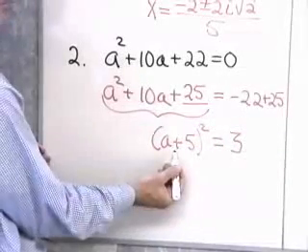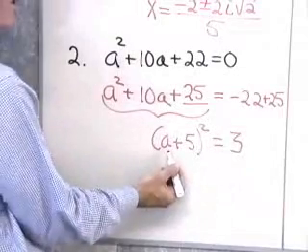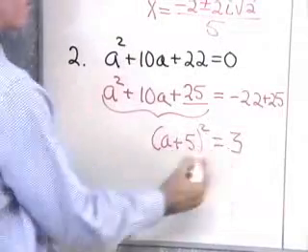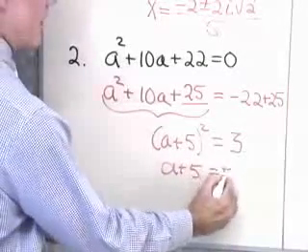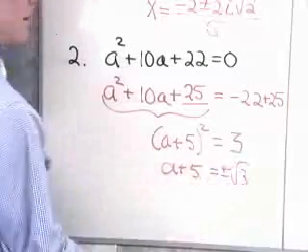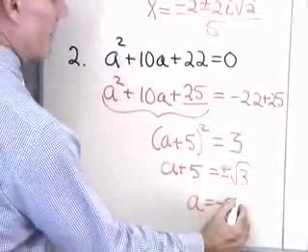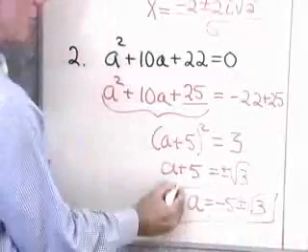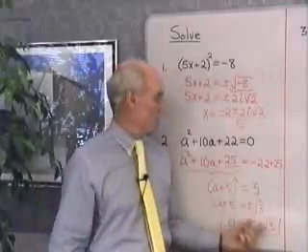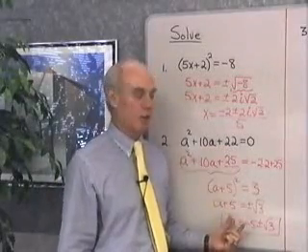Now I'm down to an equation that has the form of the one in problem number 1. So a plus 5 quantity squared is 3. That means that a plus 5 itself is plus or minus the square root of 3. Now I add negative 5 to both sides, and I get a is negative 5 plus or minus square root 3. So this is what the two solutions look like to this equation, and I found them by a process called completing the square.